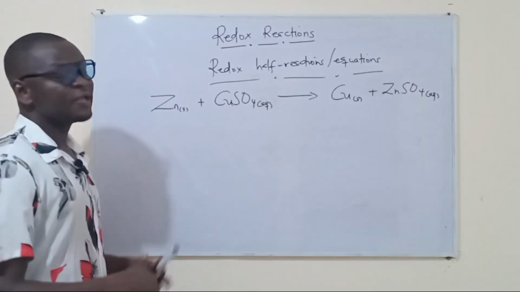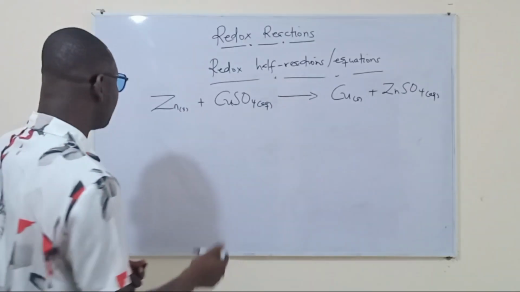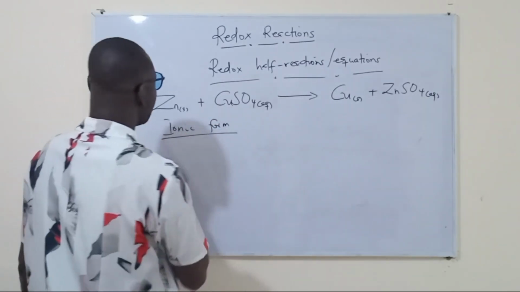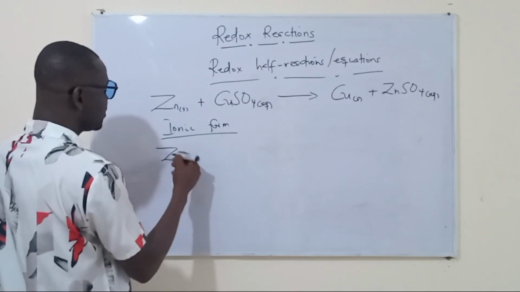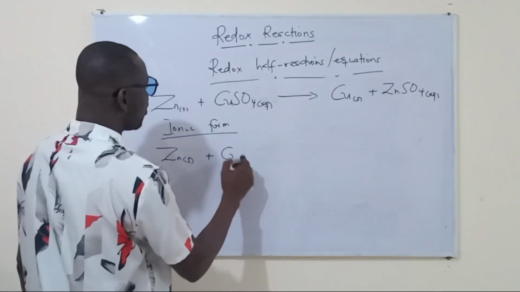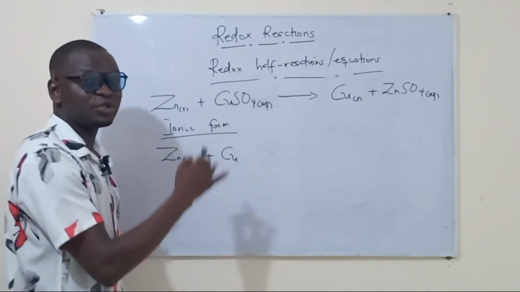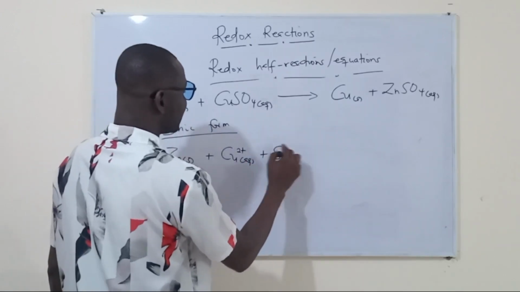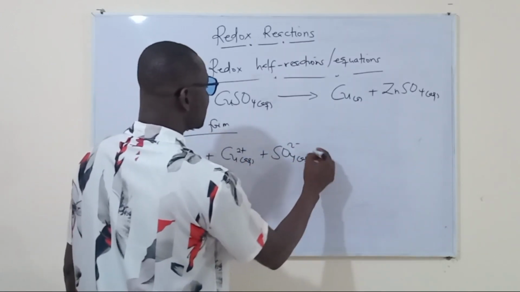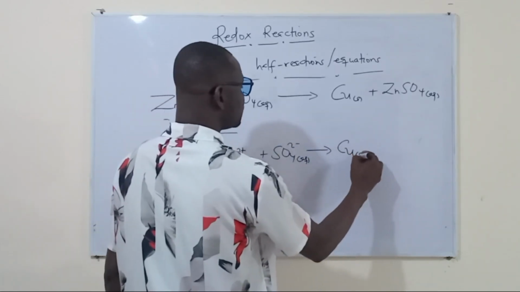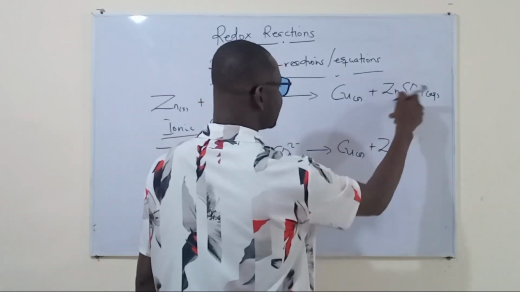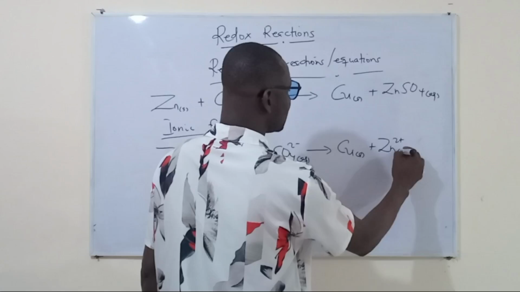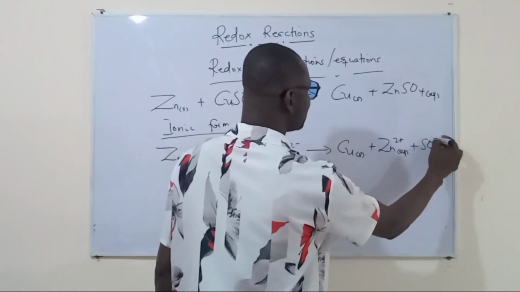Now, let's rewrite this equation in its ionic form. I'm going to have zinc in the solid state reacting with copper sulfate, which in an aqueous solution dissociates into ions. So I have Cu2+ aqueous and SO4 2- aqueous. This gives me Cu solid plus zinc sulfate, which is also in an aqueous solution, so it dissociates to give me ions: Zn2+ aqueous plus SO4 2- aqueous.